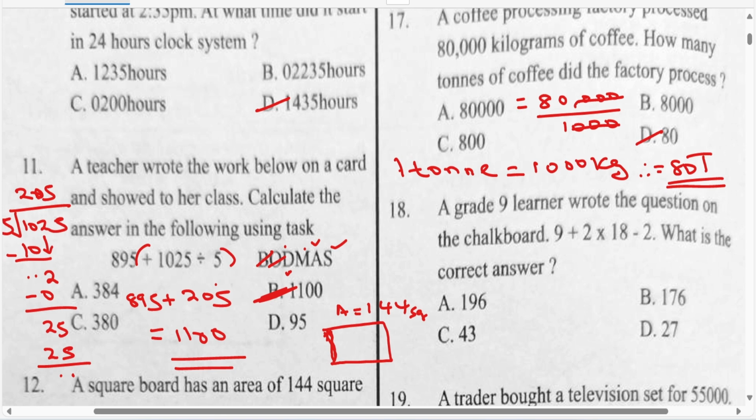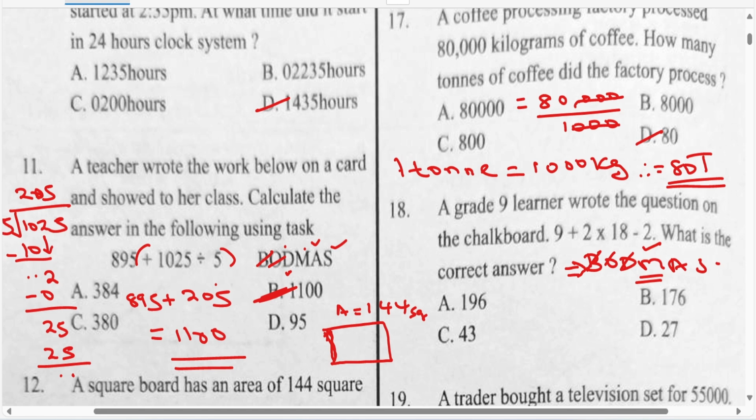Okay. Question 18 says a grade 9 learner wrote the question on the chalkboard. 9 plus 2 times 18 minus 2. What's the correct answer? So now you'll use the same approach, which is BODMAS. But in UK, you'd use BIDMAS. There are many ways of expressing an acronym. So basically, here you'll use BODMAS. There's no brackets, there's no of, there's no division. The only thing that you remain with is multiplication, addition, and subtraction. You first start with multiplication.